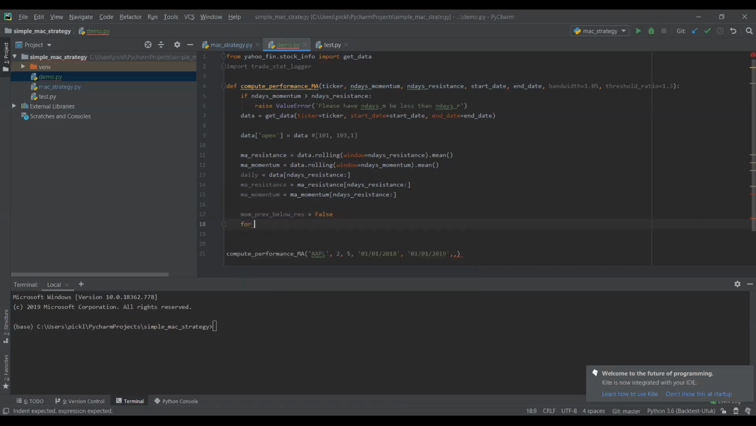Okay, so right now we're going to do an iteration. We're going to iterate over every value of the resistance, momentum, and daily. The momentum, sorry. We're going to iterate through every day of the resistance moving average and the momentum moving average. And when there is a day where the momentum exceeds the resistance, we will issue a buy signal.